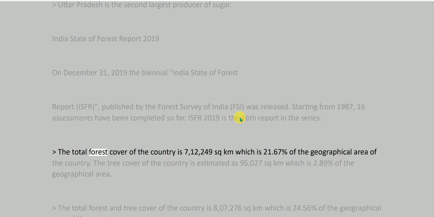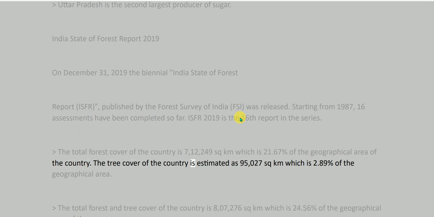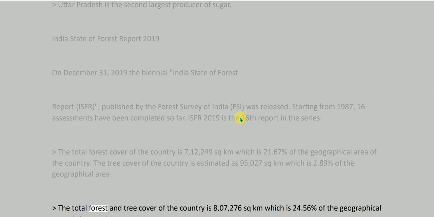The total forest cover of the country is 7,12,249 sq km, which is 21.67% of the geographical area of the country. The tree cover of the country is estimated as 95,027 sq km, which is 2.89% of the geographical area. The total forest and tree cover of the country is 8,07,276 sq km, which is 24.56% of the geographical area of the country.